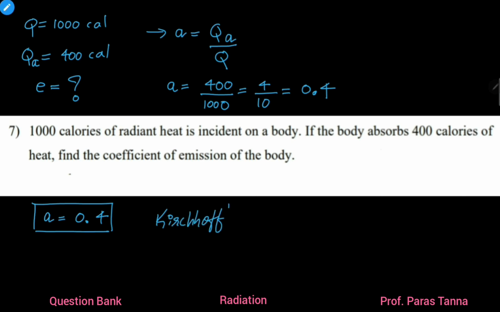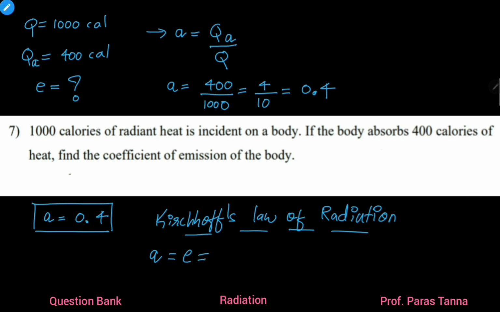Kirchhoff's law of radiation, at a given temperature, the coefficient of absorption of a body has to be equal to the coefficient of emission of the same body, that is equal to 0.4 as per the given data. So the required value of coefficient of emission of the given body is 0.4.